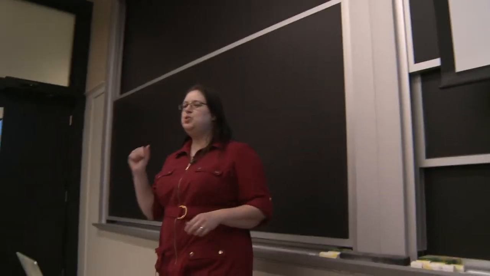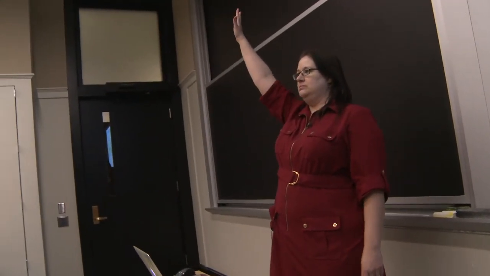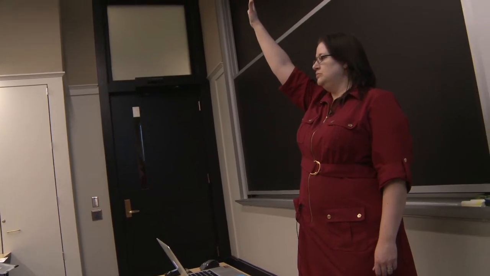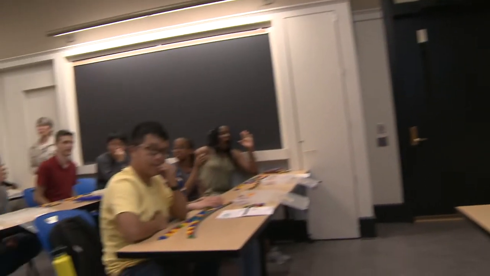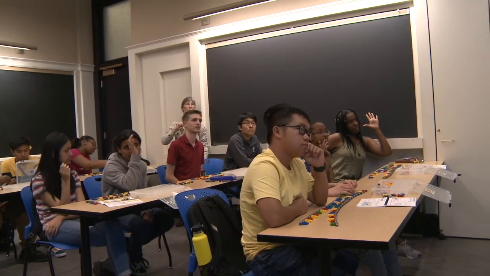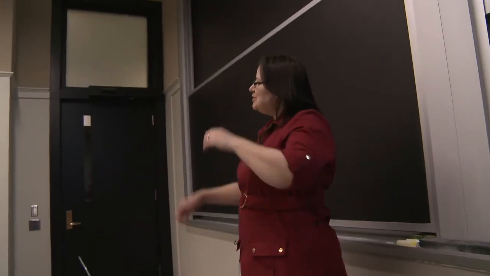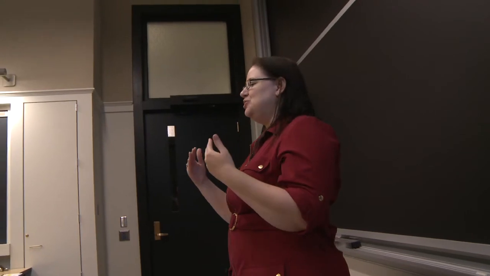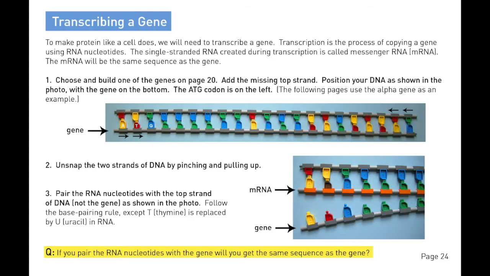Everybody got a guess? Okay, who base paired with the bottom? Who base paired with the top? The minority was correct. So let's go through this. You read the bottom strand of DNA, right? That's the part that has the correct information. So if you want a copy of that bottom strand, you have to pair with which side? The top strand. You have to pair the new RNA with the top strand, so it will read exactly like the bottom strand.